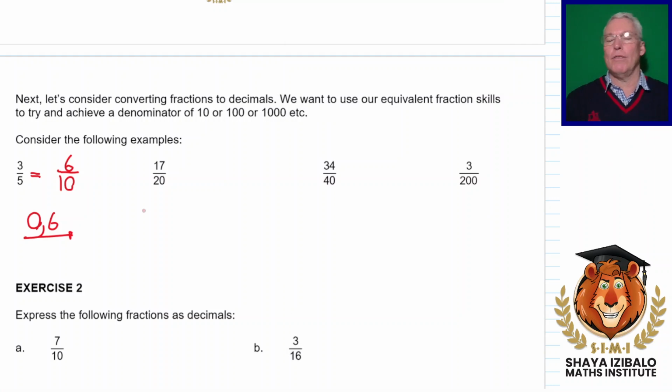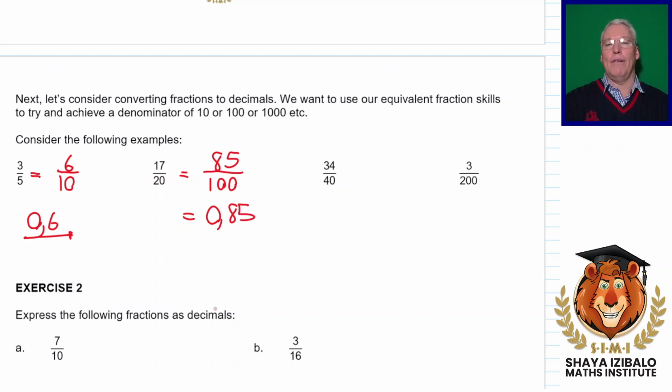Okay, 17 over 20. Now, we want to get this to 100. What can we do to 20 to get to 100? That's right, multiply it by 5. If we multiply 17 by 5, we get 85. Now, let's just think about how we could do that. 10 by 5 would give us 50. 7 by 5 would give us 35. Add them together, we get 85. 85 over 100 means that we've got 85 in the hundredths column.